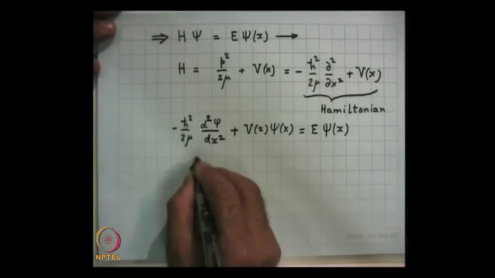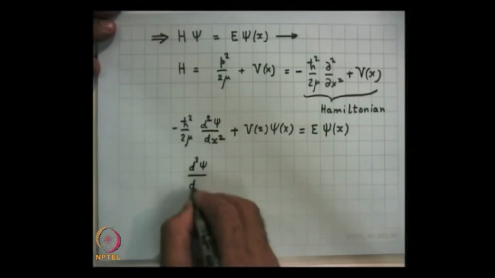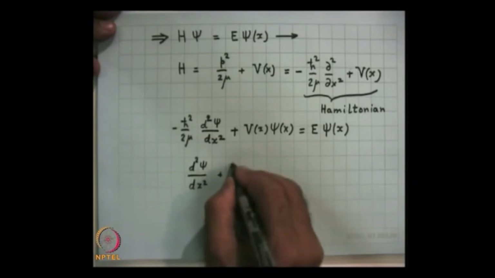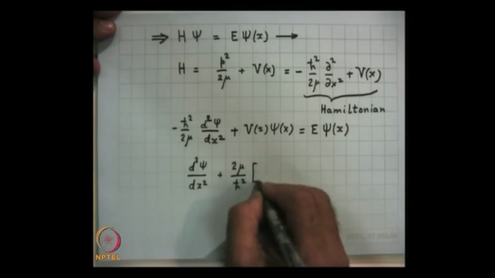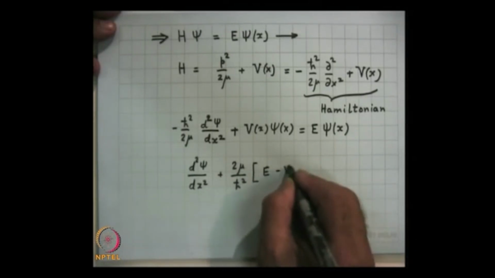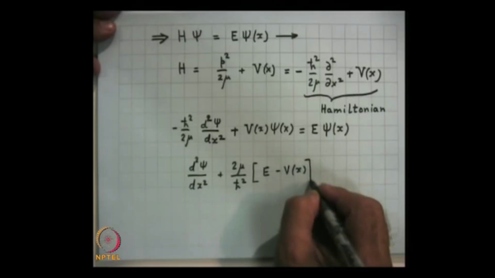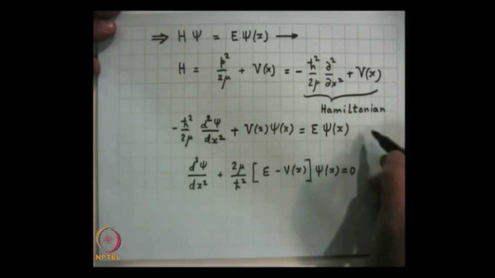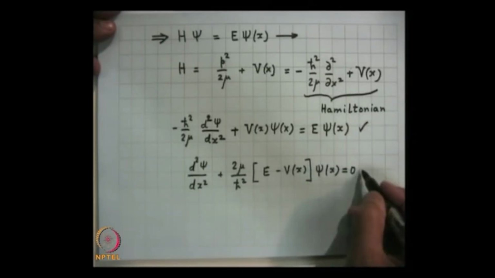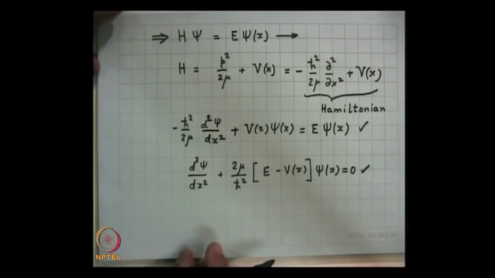So, we can rewrite this equation, just a simple reordering: d2 psi by dx square plus 2 mu, where mu is the mass of the particle, into E minus V of x, times psi equals zero. In most textbooks, the equation is written either in this form or in this particular form.